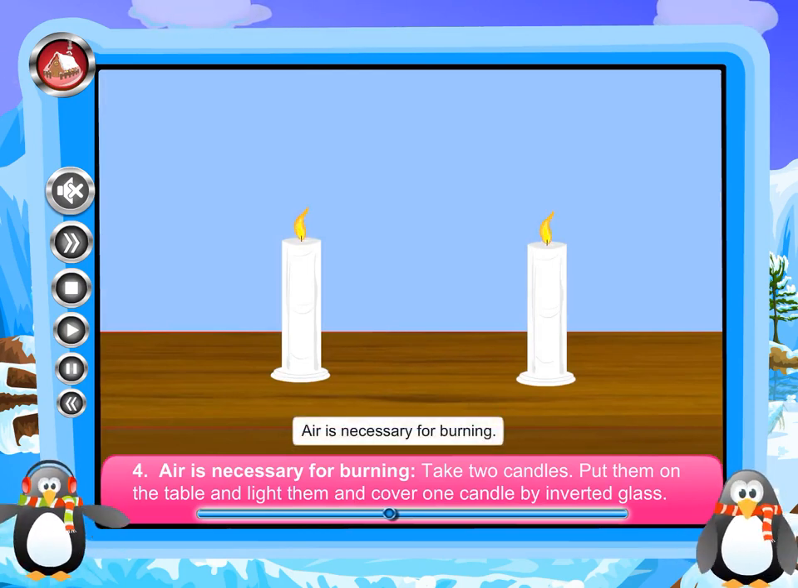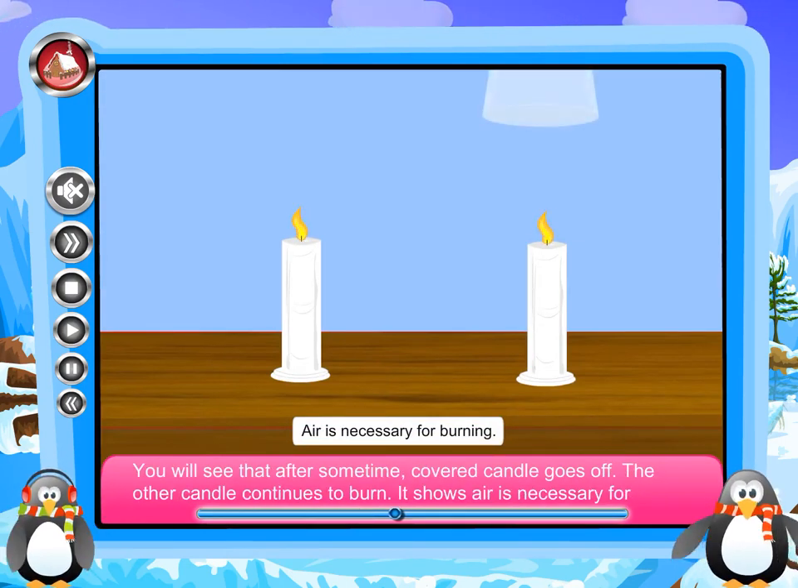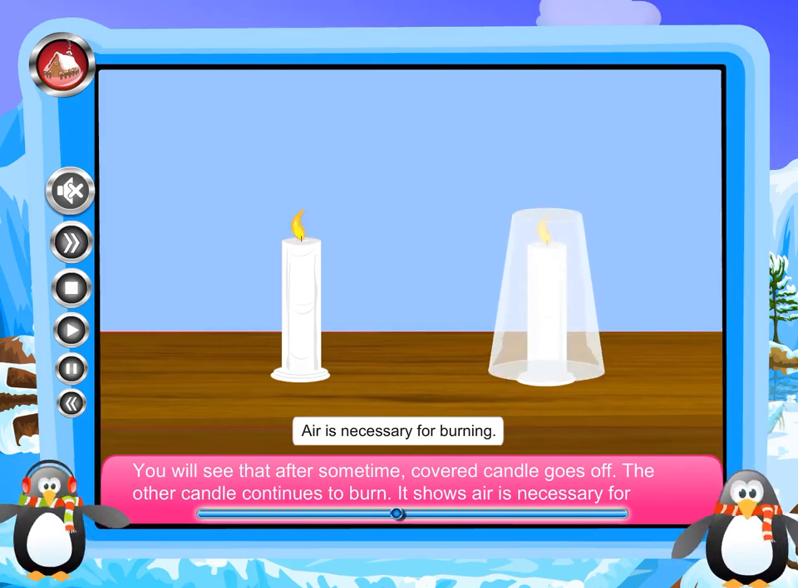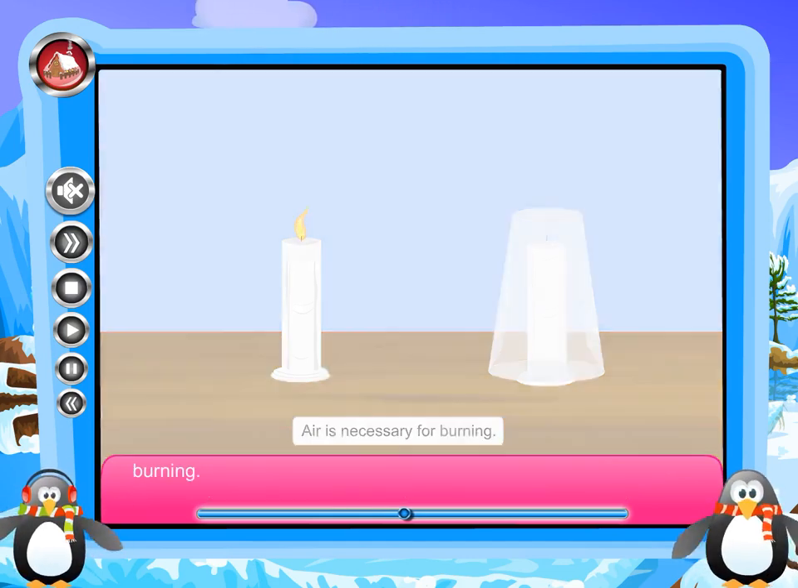Air is necessary for burning. Take 2 candles, put them on the table and light them and cover one candle by an inverted glass. You will see that after some time, the covered candle goes off. The other candle continues to burn. It shows air is necessary for burning.